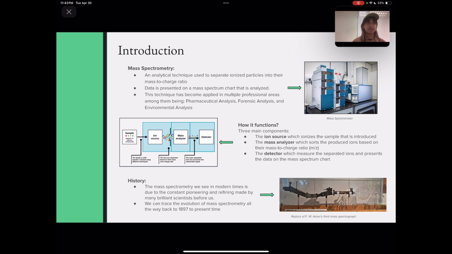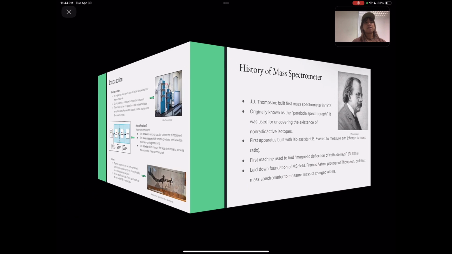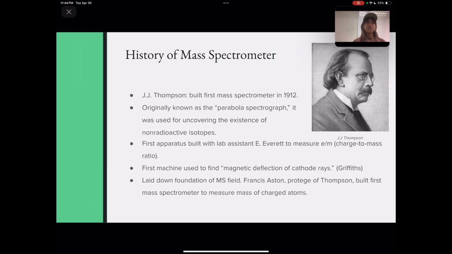How this functions is that there are three main components: the ion source, a mass analyzer, and a detector. The ion source is mainly used to ionize the sample, a mass analyzer is what makes the mass-to-charge ratio that we know, and the detector is what records this and sends it out as the results. Some history is that it dates all the way back to 1897, but it's now used to this day and has evolved a lot.